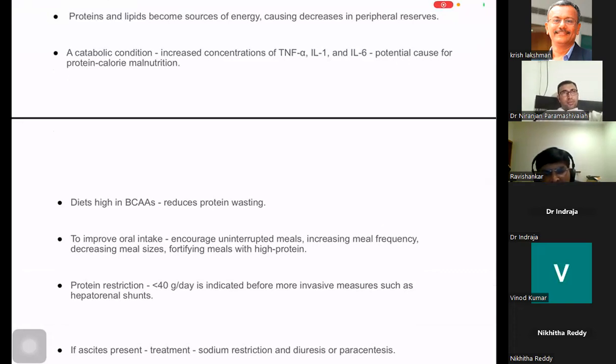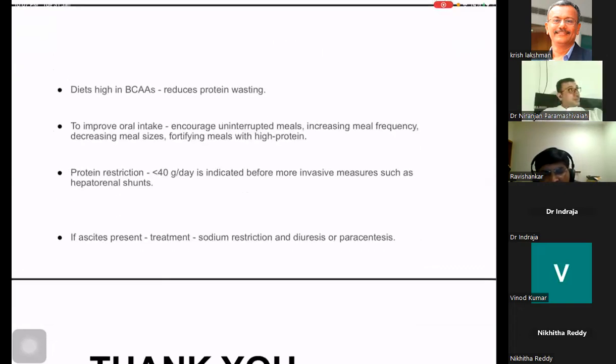To improve the oral intake, encourage uninterrupted meals, increase the meal frequency, decrease meal sizes, and fortify the meals with high proteins. Protein restriction to less than 40 grams per day is indicated before invasive measures such as hepatorenal shunts. And if ascites is present, treat with sodium restriction, diuresis, and paracentesis.